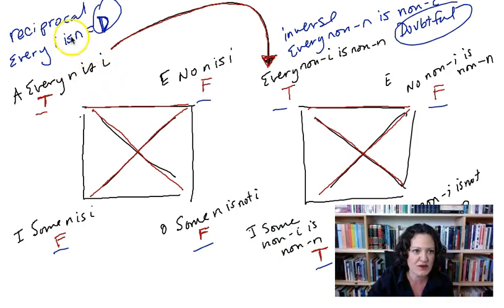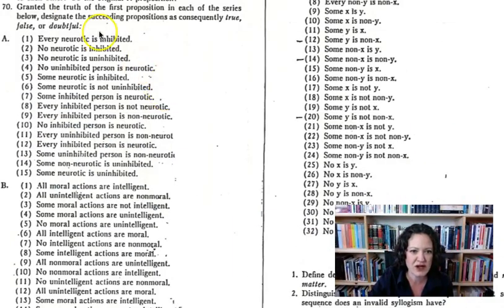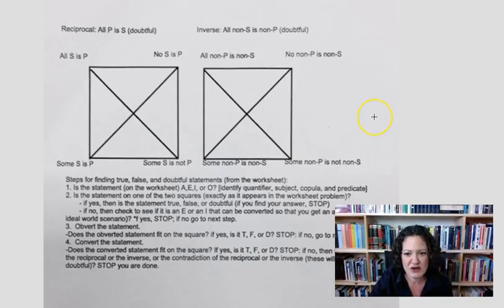So now I'm going to show you the flowchart. Let's go back to the flowchart and go through the steps. Actually, I should mute myself out of here again. So we have our 2 squares. Steps for finding true, false, and doubtful statements from the worksheet. The worksheet is this, okay? How do we answer these? The ones that are messy, like uninhibited or no uninhibited is neurotic, those are messy. So we have to go through these steps.